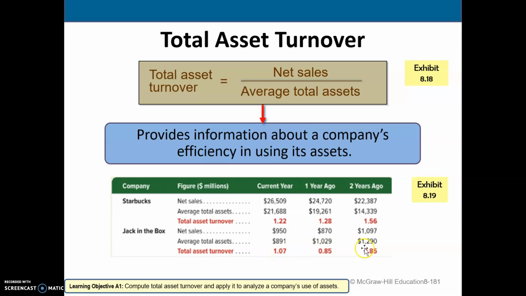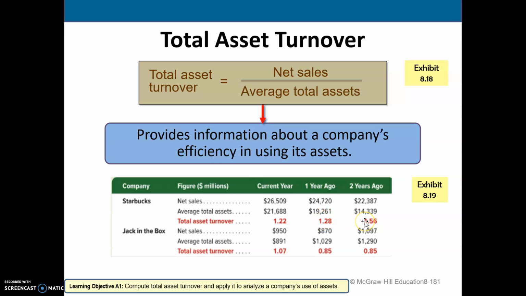And if we go back 1 or 2 years, right, they only had 85 cents for every dollar of total assets. Or you could say, I'm saying sales. Sales covered your average total assets less than 1 time, only 0.85. So 85 cents in sales for a dollar invested in assets, right?